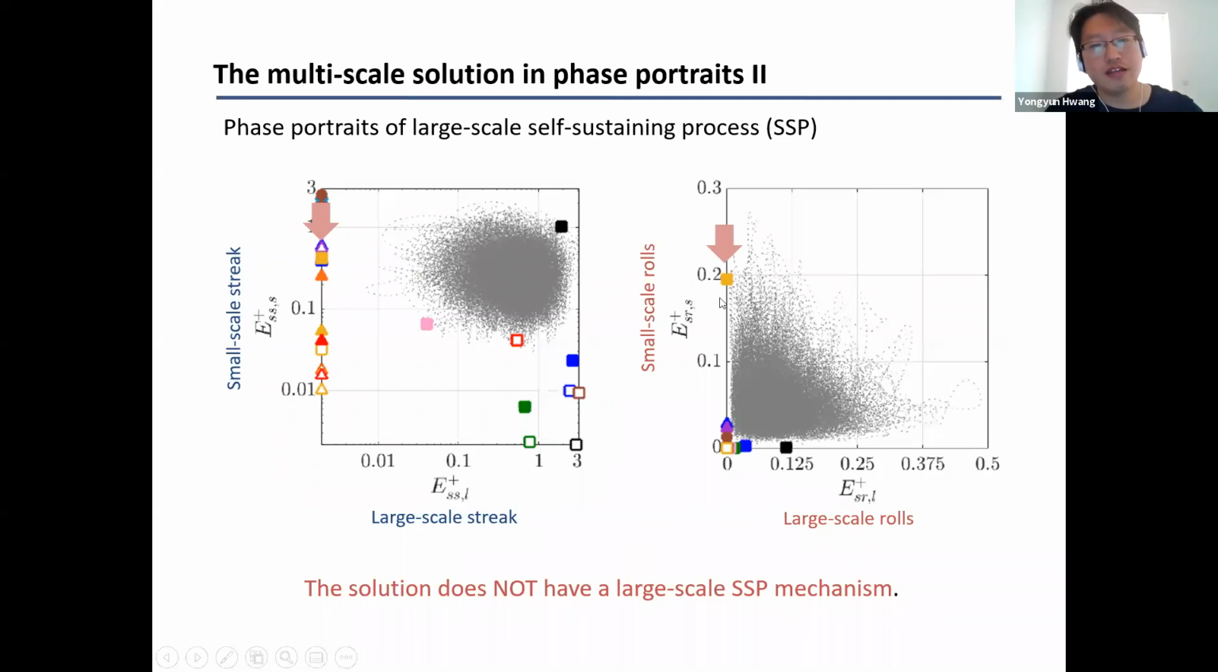here we consider the same solutions, and now we check the energy of the large scale streaks and the energy of the small scale streaks. You see that this particular multiscale solution does not have any large scale streaks. The same is happening for the large scale rolls and small scale rolls. It doesn't have any large scale rolls. What it means is that the multiscale behavior is entirely driven by the feeding event, and this solution does not have the large scale self-sustaining process mechanism. Okay.